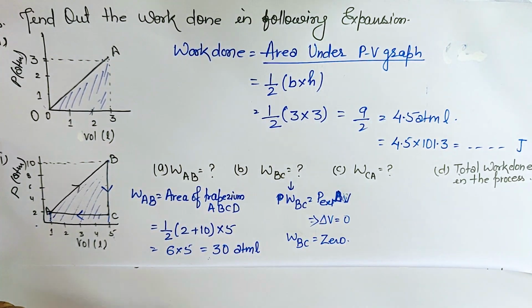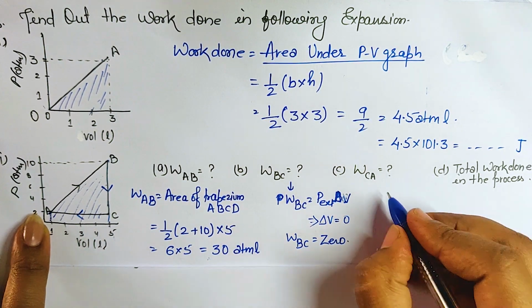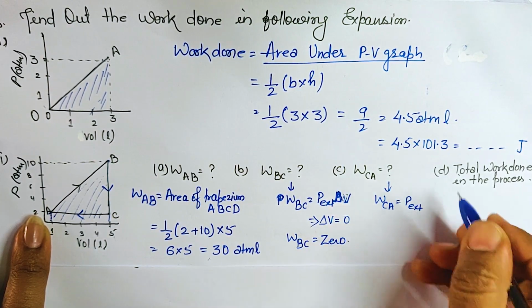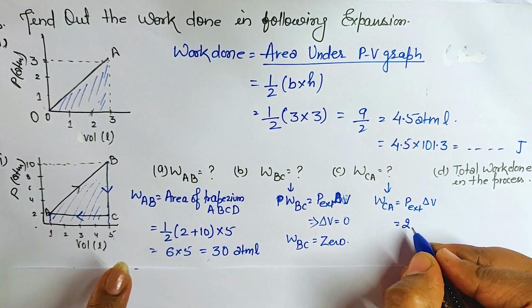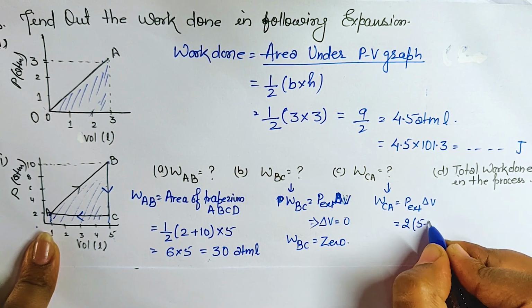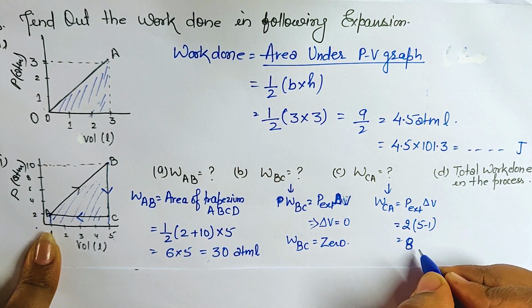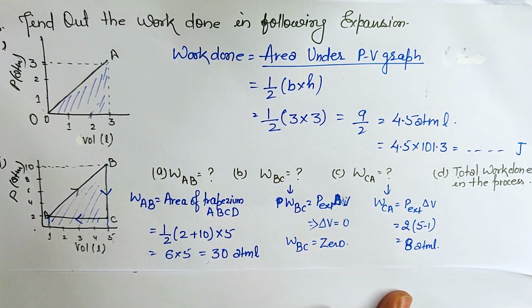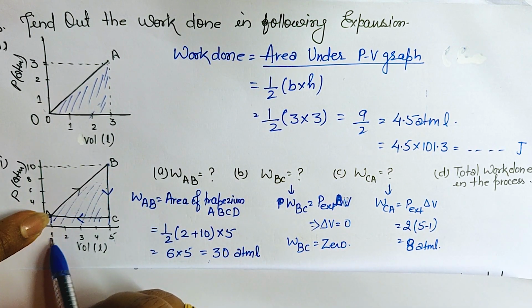Now for CA, the pressure is constant at 2, so we can use WCA equals P external into delta V. P external here is 2 and delta V is 5 minus 1, that is 4. So 2 into 4 is 8, 8 ATM liter, isn't it? Now tell me, in this case, if I have to go from this side to there, check, the volume is 1, isn't it?